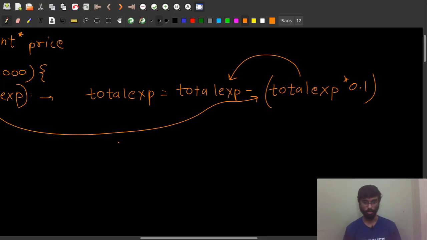So before moving to the code, you can pause the video and try it yourself on CodeChef and come back later to check the solution.